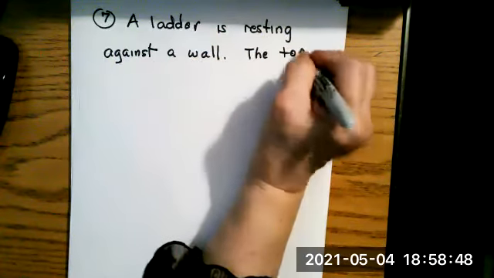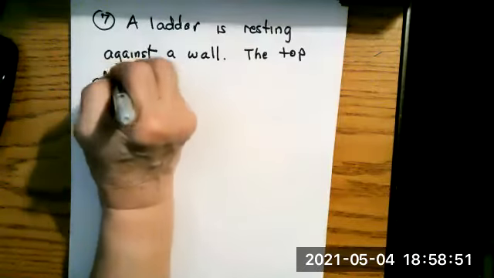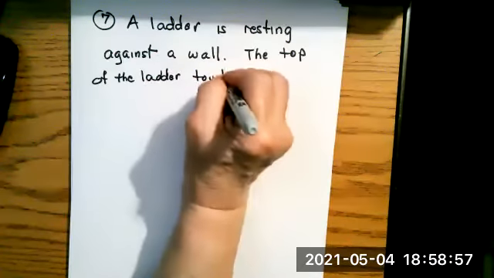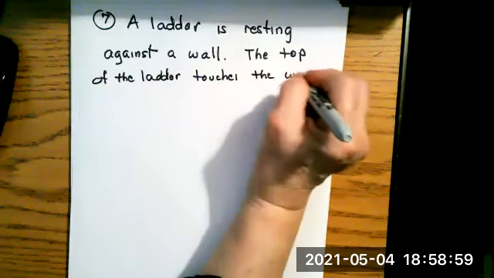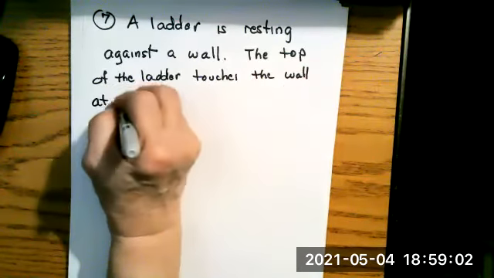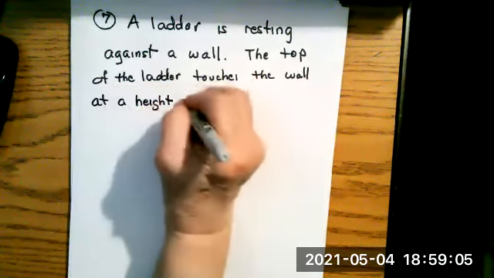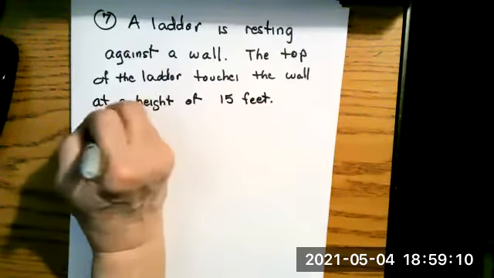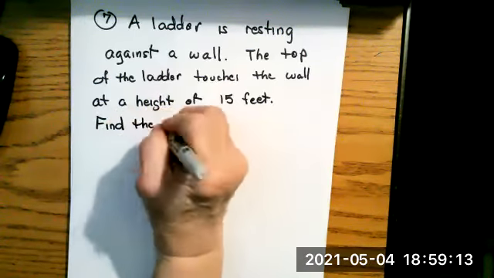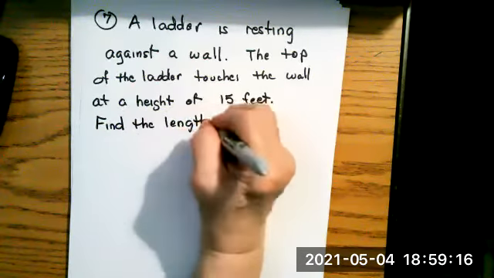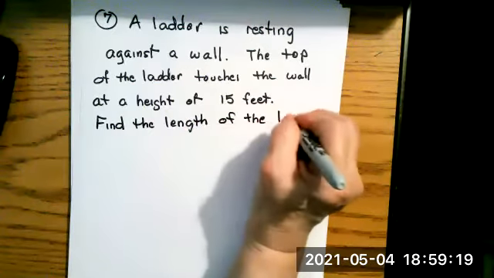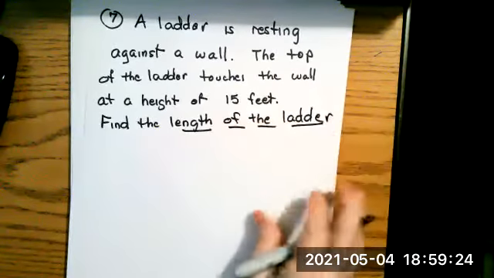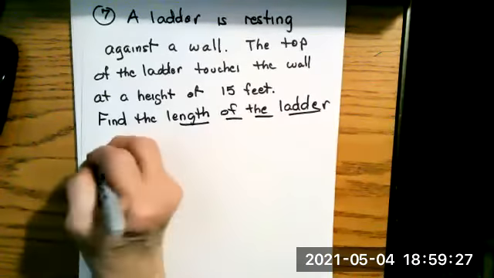Okay, it says the ladder's resting against the wall. The top of the ladder touches the wall at a height of 15 feet. Do not skip this problem. Find the length of the ladder. Now, some of you are finding the X, but you want the length of the ladder. So that's going to make a difference.